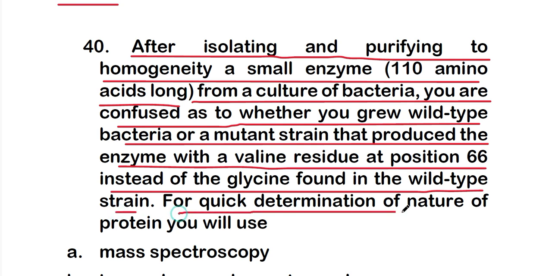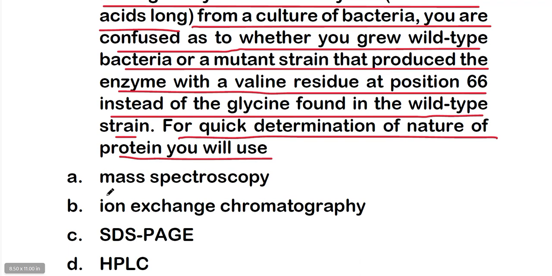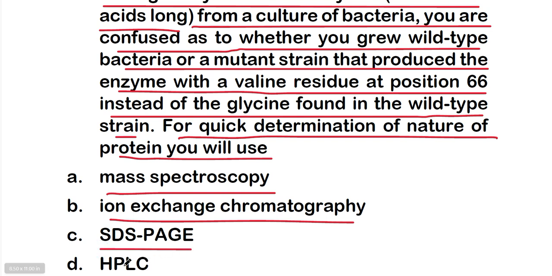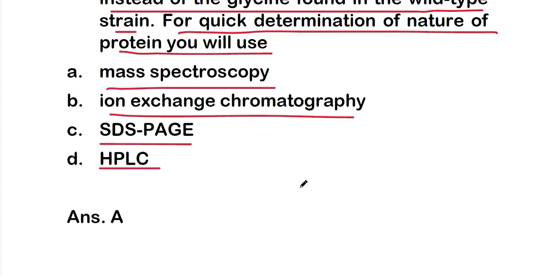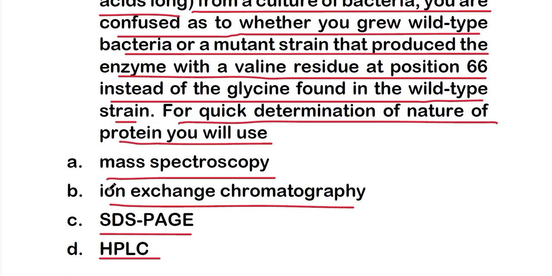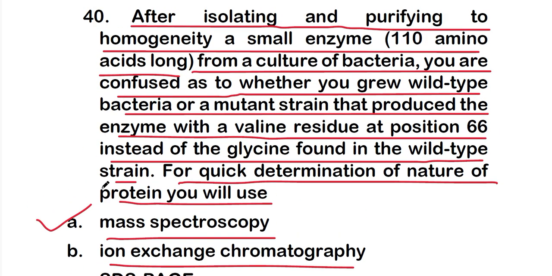So for quick determination of the nature of the protein, you will use option A, mass spectroscopy, or option B, ion exchange chromatography, or option C, SDS PAGE, or option D, HPLC. So which procedure will you follow to identify the nature of the protein? So the right answer is option A, that is mass spectroscopy. So we will use mass spectroscopy for quick determination of the nature of the protein.